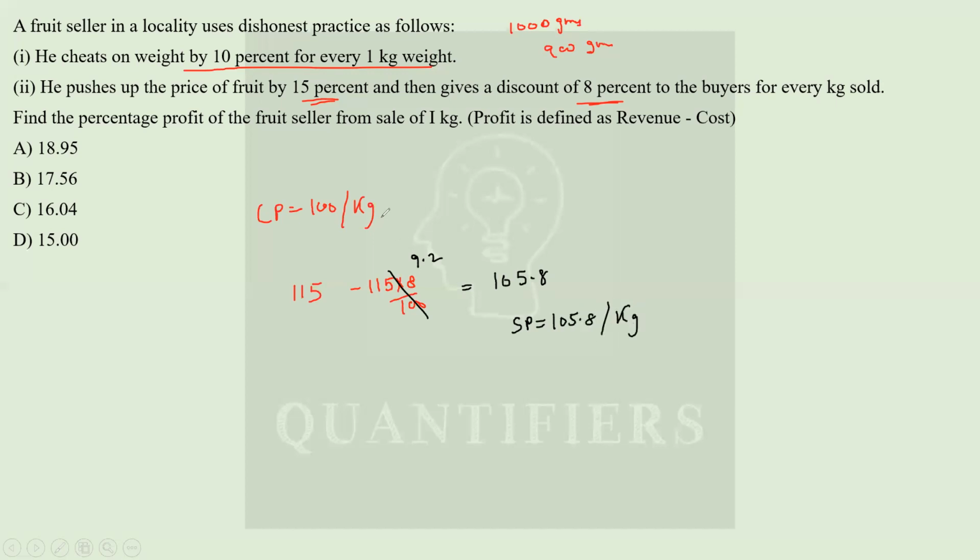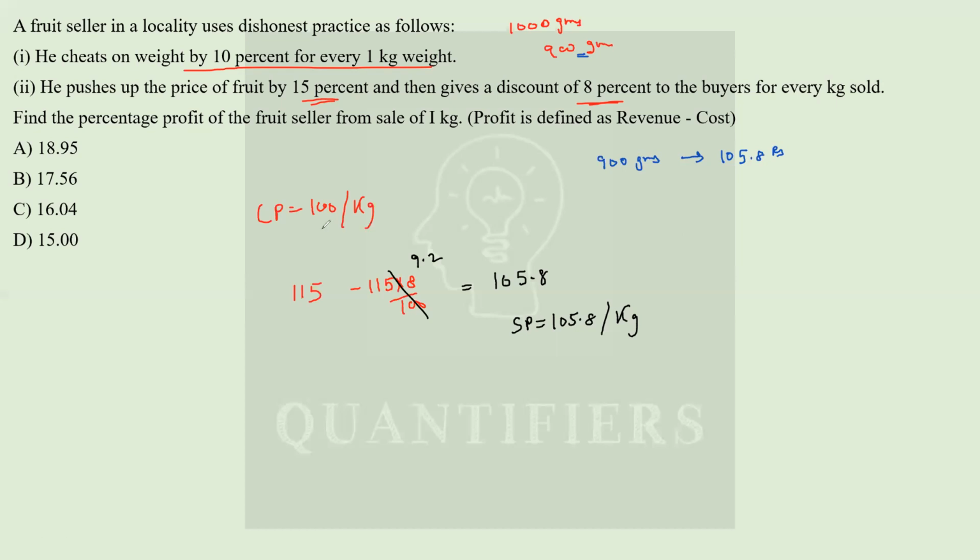So he's purchasing everything at 100 and he wants to sell everything at 105.8. But mind you, when he's giving 1 kg, in actual, he is giving only 900 grams, right? So that means he is giving only 900 grams for 105.8 rupees. Okay, because see, customer does not know, na? Customer thinks that customer is getting 1 kg. So customer is paying 105.8. But in actual, the fruit seller is giving only 900 grams.